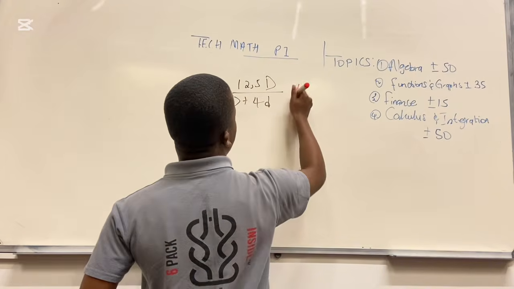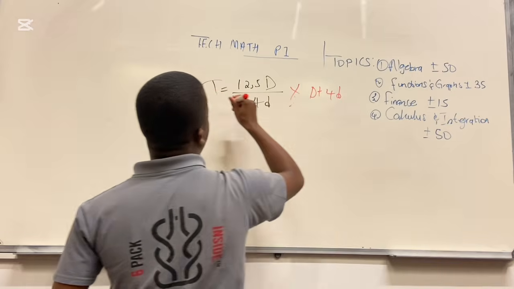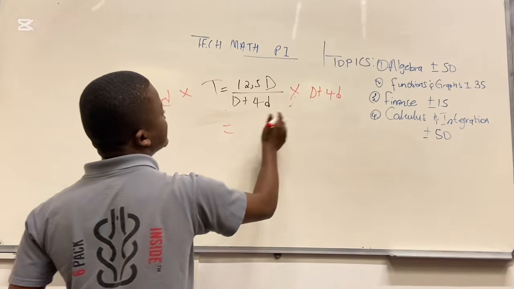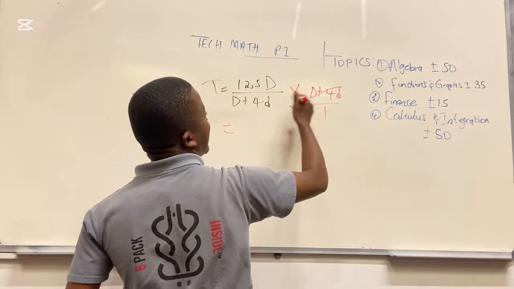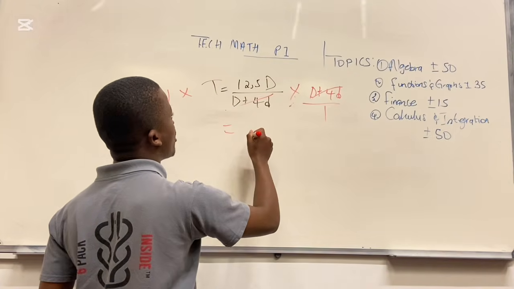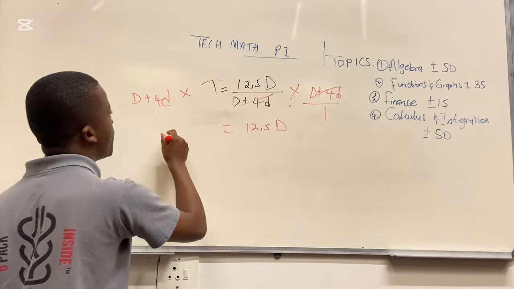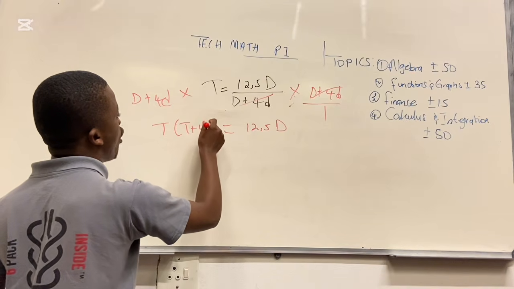We can multiply both sides by D plus 4d times D plus 4d. We are left with what? This is D plus 4d over 1. This cancels. We are left with 12,5D. T is equal to what? T into D plus 4d.